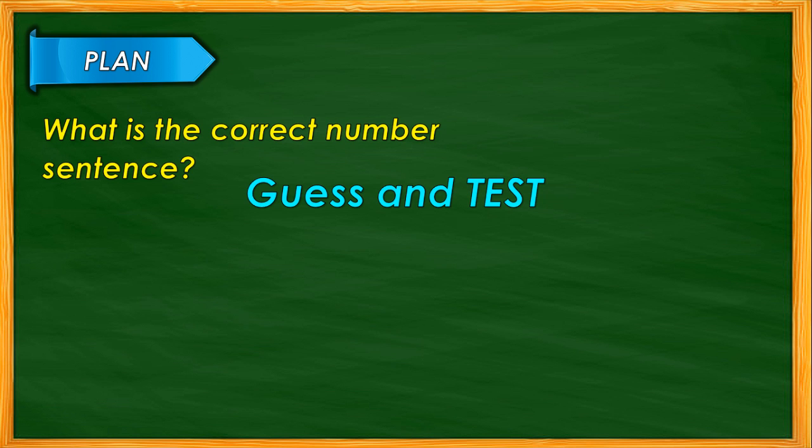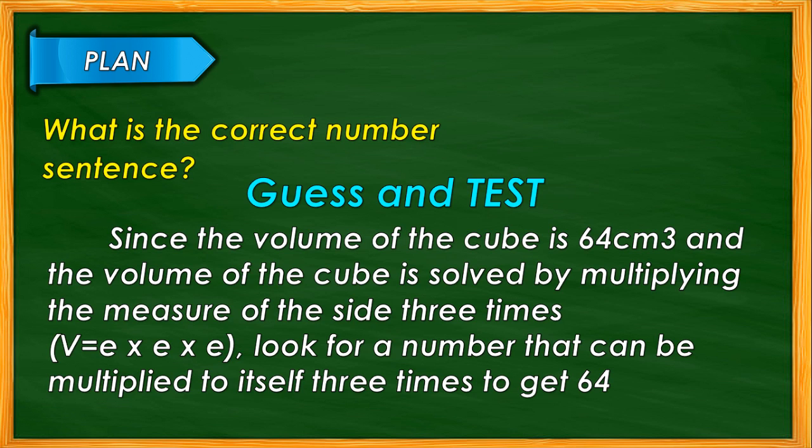So this time we're going to use guess and test. Since the volume of the cube is 64 cubic centimeters, and the volume of the cube is solved by multiplying the measurements of the three sides, this should be the formula in finding the volume of the cube: edge multiplied by edge, or side times side times side. Look for the number that can be multiplied by itself 3 times to get 64.